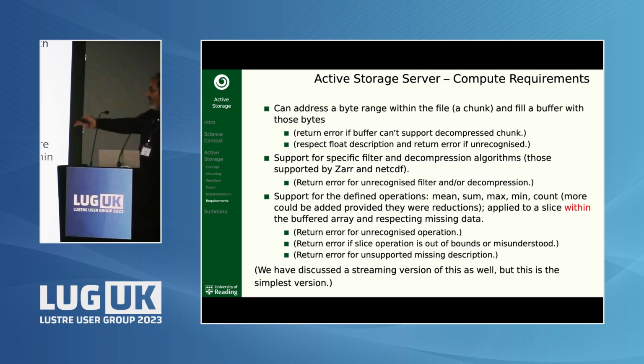So the compute requirements are quite simple. You need to be able to address a byte range within a file and fill a buffer with them because you need to do some stuff to the buffer. Incidentally, we did think about streaming this, but it's easier to do the proof of concept as a buffer. You need to know what kind of filters and decompressions, and effectively that's the ones that are left in terms of the requirements you get from Zarr and NetCDF. You need to support some defined operations. What are the reductions we want? The obvious set corresponding to the MPI: your mean, sum, max, min, count.